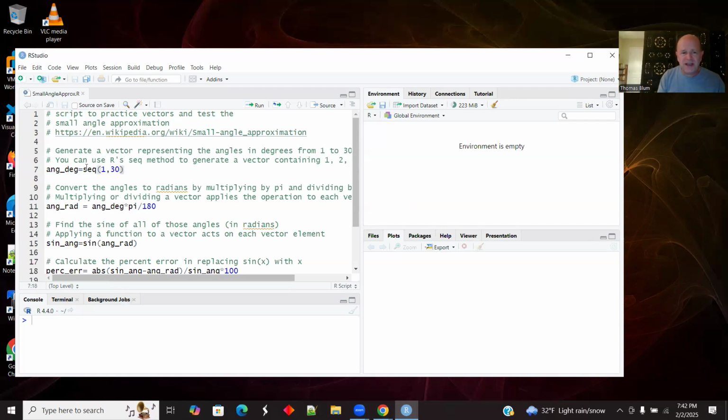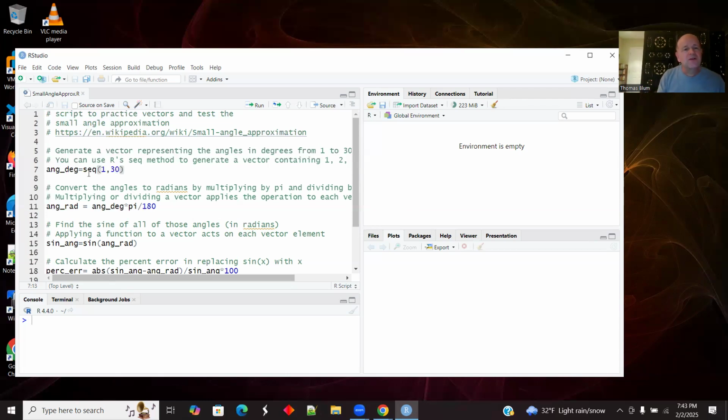So I've used this SEQ, this sort of sequence method, to produce for me a vector with the numbers 1 through 30. Now, sine of 0 is 0 and tangent of 0 is 0. So at 0, it's just true, flat out true. So I'm not going to put in 0 here, because at some point I'm going to be calculating the percent error and I'm going to be dividing, and I don't want to divide by a 0. So I'm starting at 1, not 0.